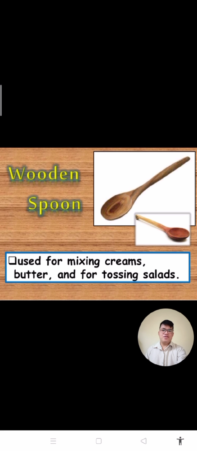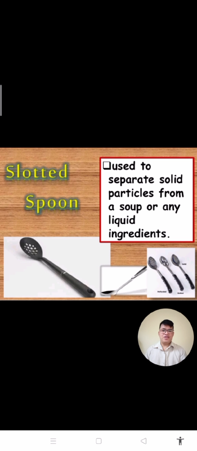We also have your wooden spoon. It's very common for us. It is used for mixing creams, butter, and for tossing salads. We also have your slotted spoon. This is what we will really use, for separating solid particles from a soup or any liquid ingredients. This is what they use for pasta, macaroni, spaghetti, and so on and so forth.